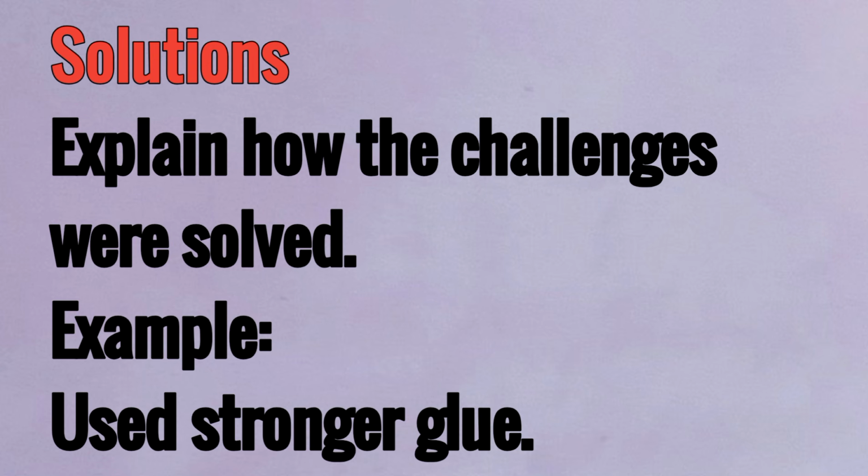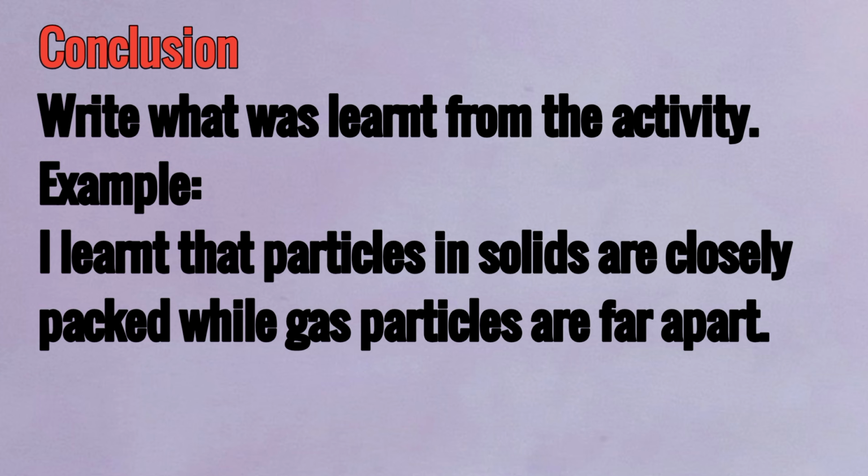Then let them also write the solutions. Here, they are going to explain how the challenges were solved. For example, I used stronger glue. That's a solution to that problem. Lastly, we have the part of conclusion. Here, the learners are going to write what was learned from the activity. For example, they can say, I learned that particles in solids are closely packed while gas particles are far apart. So let them note down what they have learned throughout the process under the last part of the conclusion.